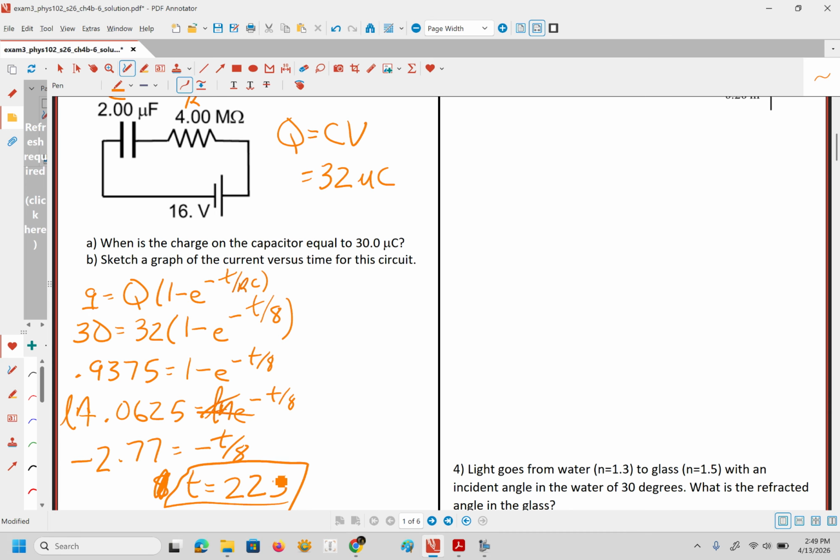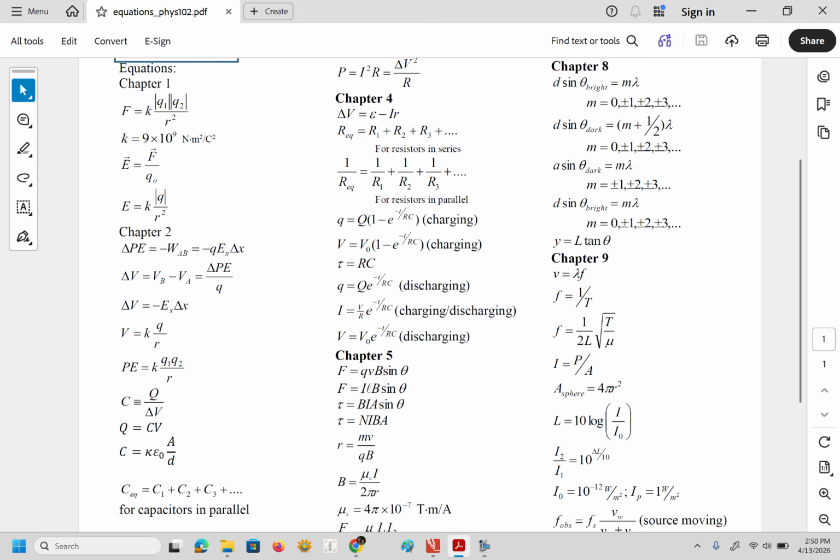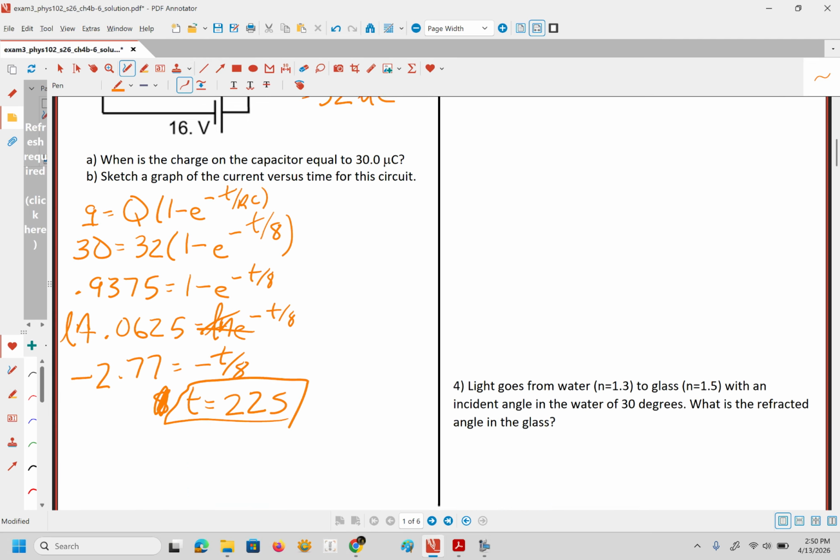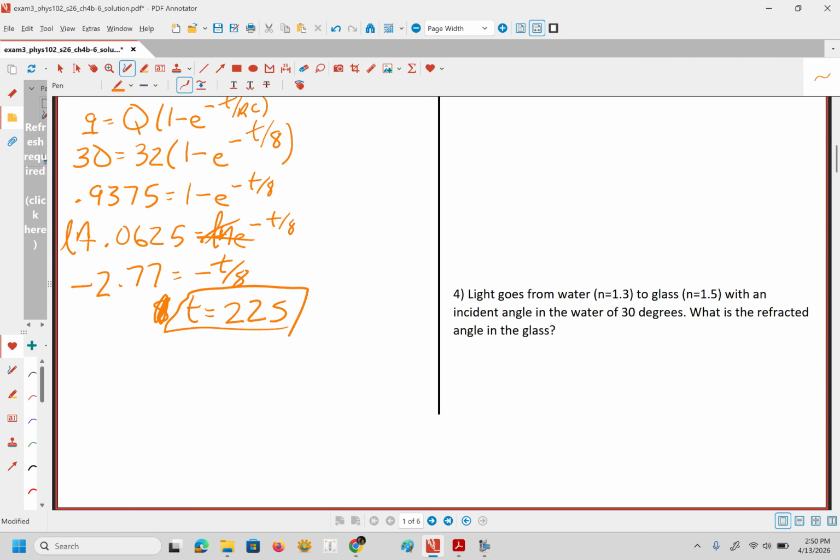Then also I want to sketch a graph of the current versus time for this. Now again, this is a charging capacitor, and so current versus time is the same for charging and discharging. So that graph is going to just look like this. It was a decay function. So current versus time will look like that.